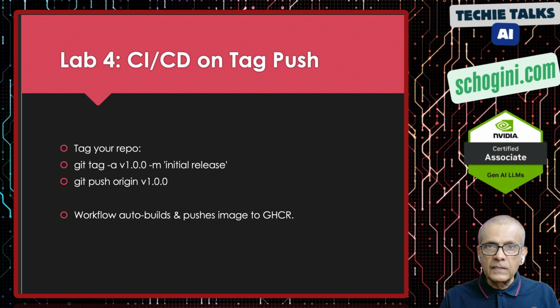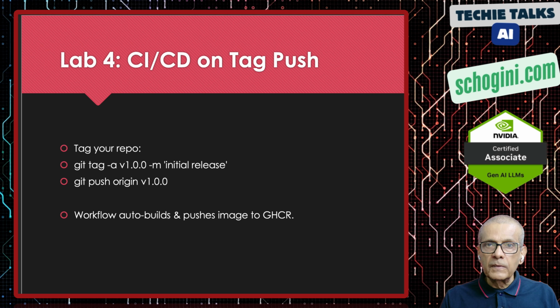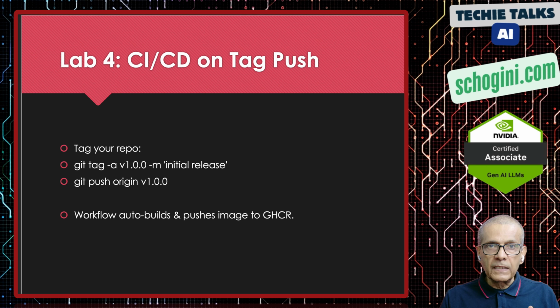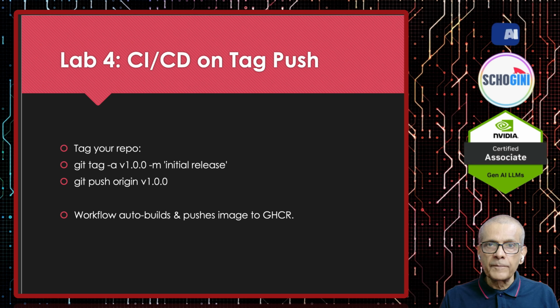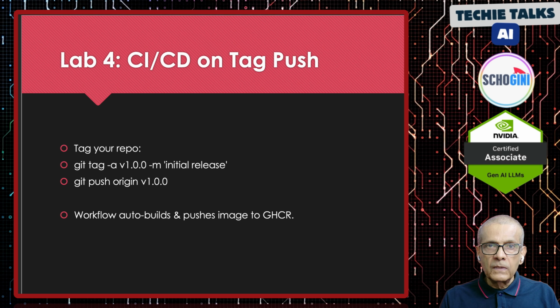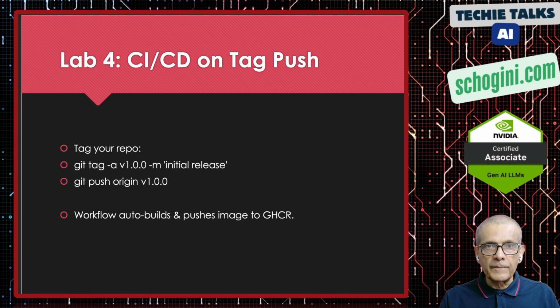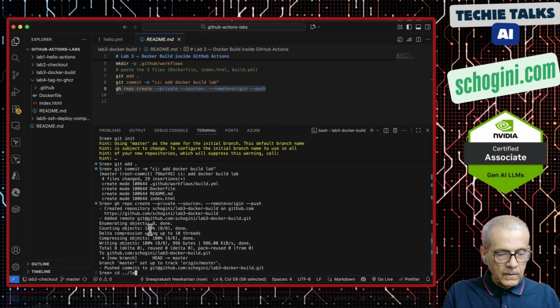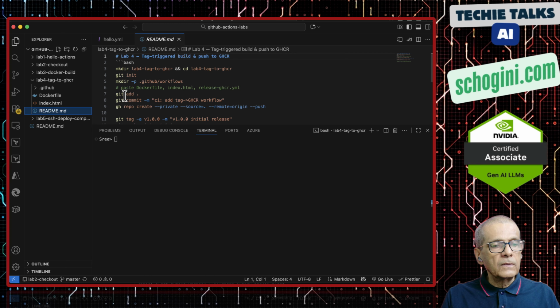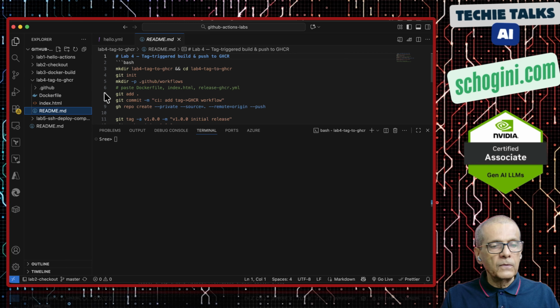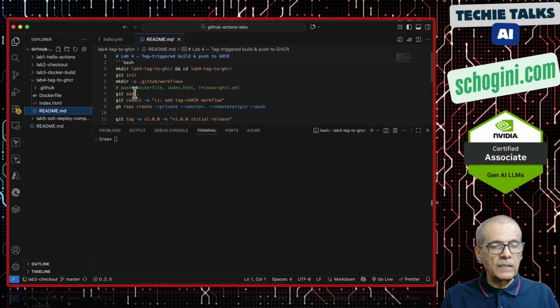GitHub Actions detects the tag and builds the Docker image and pushes it to GitHub Container Registry automatically. This means that your release workflow can be triggered just by tagging. No scripts, no terminals. Let me cd into lab 4, and lab 4 has the Dockerfile in the current folder and a sample index.html.